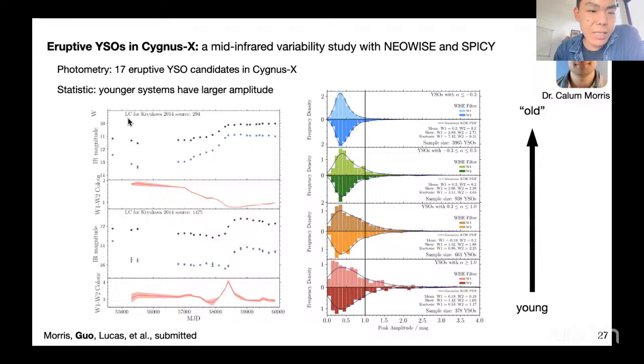You can see their light curves here show really similar light curves to the FUor-type: a quiescent stage, then a rapid outburst, and then they stay on a photometric brightness plateau after that. From a statistical point of view, he also finds that younger systems with a heavier accretion disk usually have larger variation amplitude compared to more evolved systems, which is also consistent with our scenario that the accretion burst is caused by some instabilities inside the accretion disk.